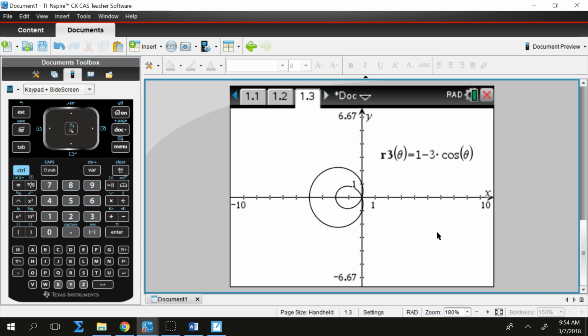We'll pick up on this tomorrow. We'll do those last two graphs tomorrow, and then we'll be ready for our test on Friday.